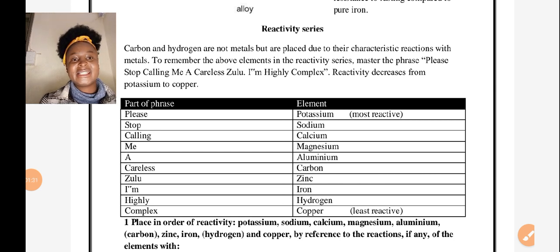So please is for potassium, stop, that's sodium, calling, that's calcium, me, that's magnesium, A, that's aluminium, careless, that's carbon, Zulu, that's zinc, iron, that's iron, highly, that's hydrogen, complex, that's copper, which is the least reactive element. So make sure you know this phrase, please stop calling me a careless Zulu, I'm highly complex, right?